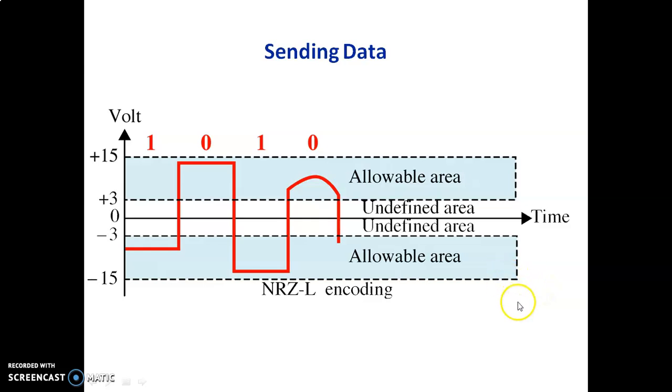This is the electrical specification for sending data. Here the signal drops down, but even though it drops down, it is still on the positive side, so it will be considered as a 0.